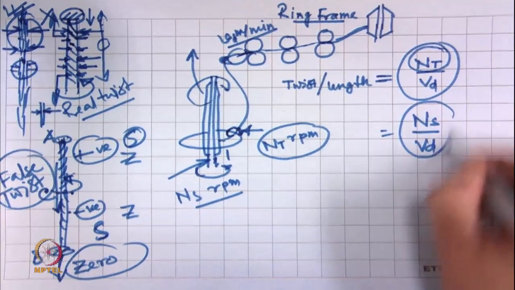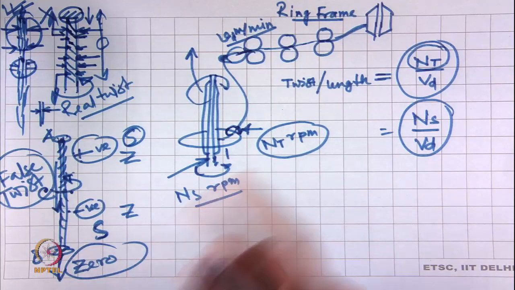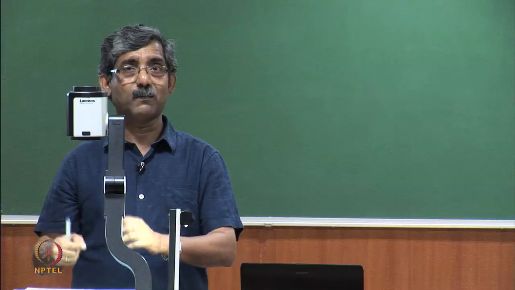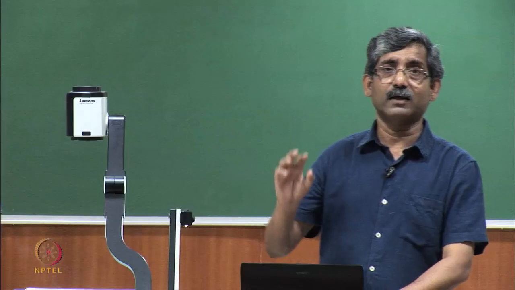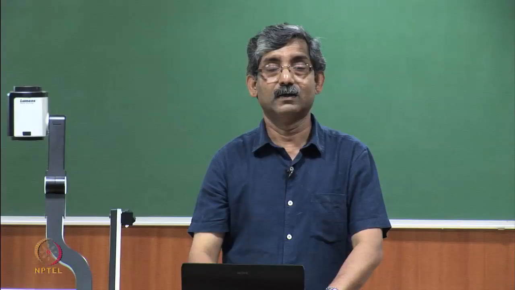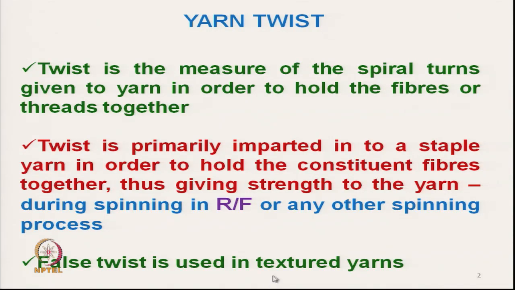All these details we can learn in another course, which is yarn manufacturing, but here, how to apply the twist in the staple yarn has been explained. For other spinning processes, the twisting principles are different, but for staple yarn twisting is a must. And false twisting we have discussed. It is used for texturing and for many other applications.